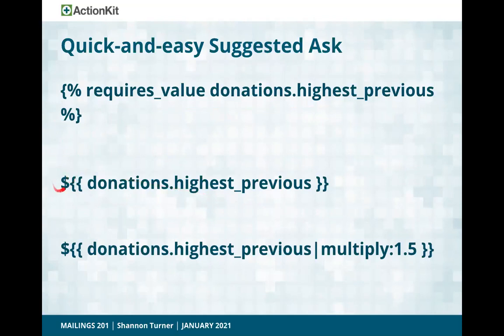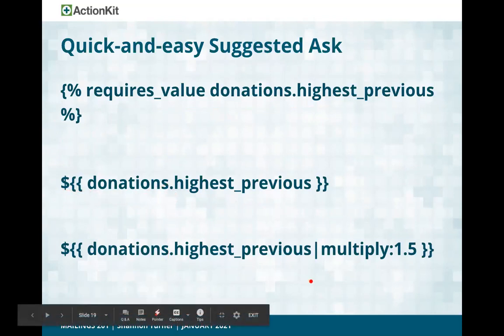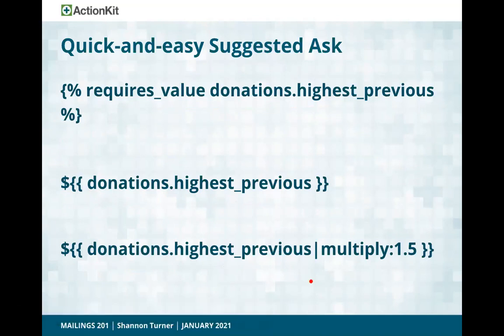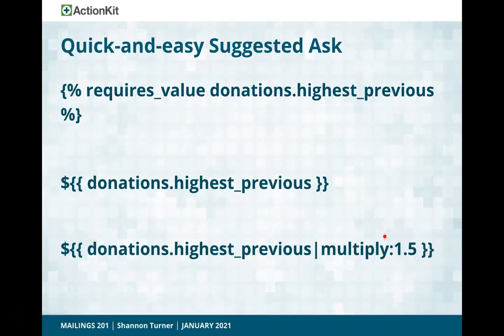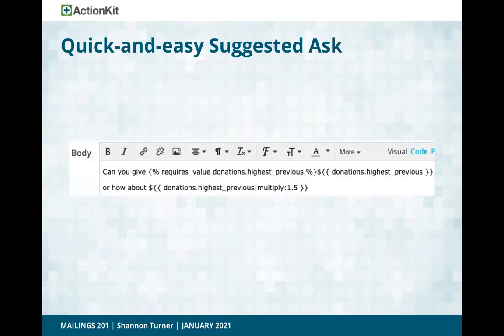And I put a $ sign in front to make it more legible and not just look like a number. In this third snippet, I'm using a filter described in the documentation called multiply. It's going to multiply my number on the left, which is my donations.highest previous, that's my user's highest previous donation, with the number on the right, which I've chosen here as 1.5. And here you can see that I've added those snippets into my email body.